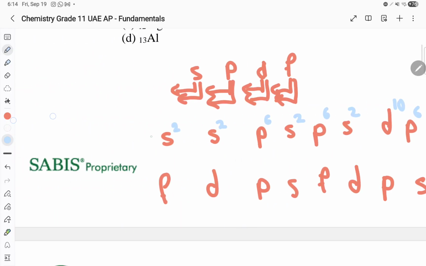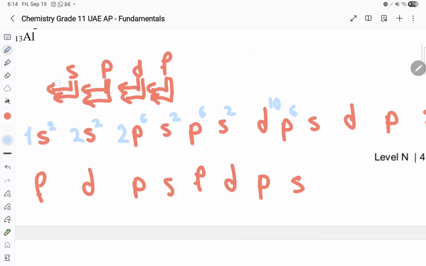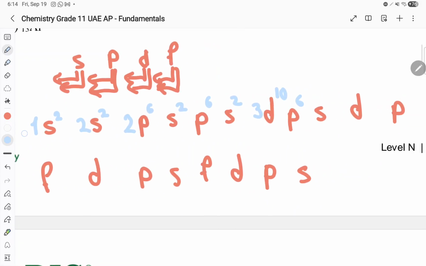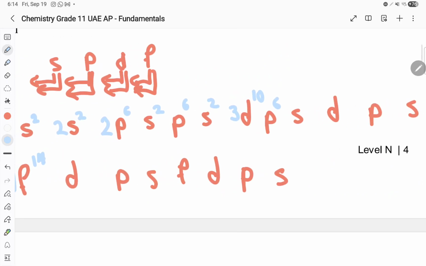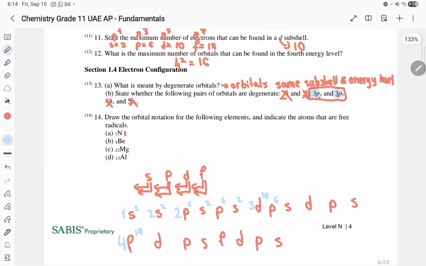Now, S starts with 1, then 2. P starts with 2. There's no 1P. It's only 2P. And there's no 2D. There's only 3D. And F starts with 4. There's no 1, 2, or 3F. And here it's 14. You get the idea.